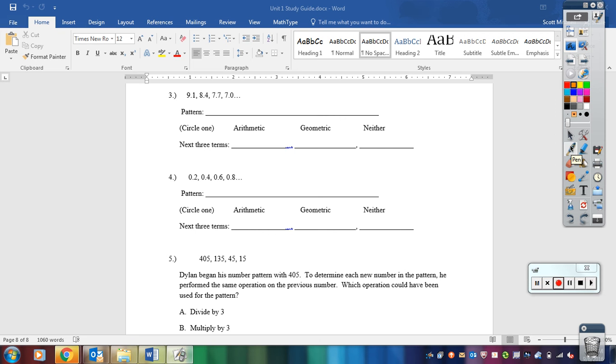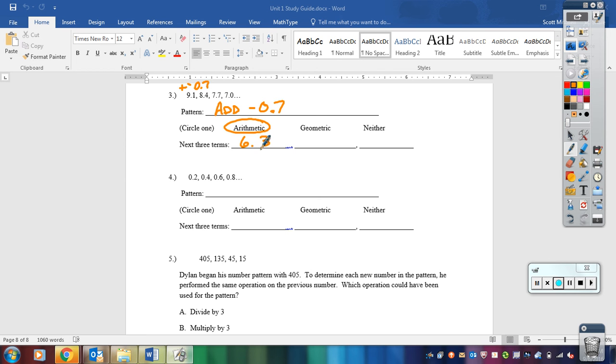Number 3. 9.1, 8.4, 7.8. Now it's getting smaller, but not very quickly. So let's see by how much. That looks like 0.7. It got smaller, so subtracted, or really add a negative. Again, it looks like subtract 0.7. To me, it looks like add negative 0.7 each time, because it's getting smaller. It's always the same thing. It's arithmetic because it's adding the same thing.